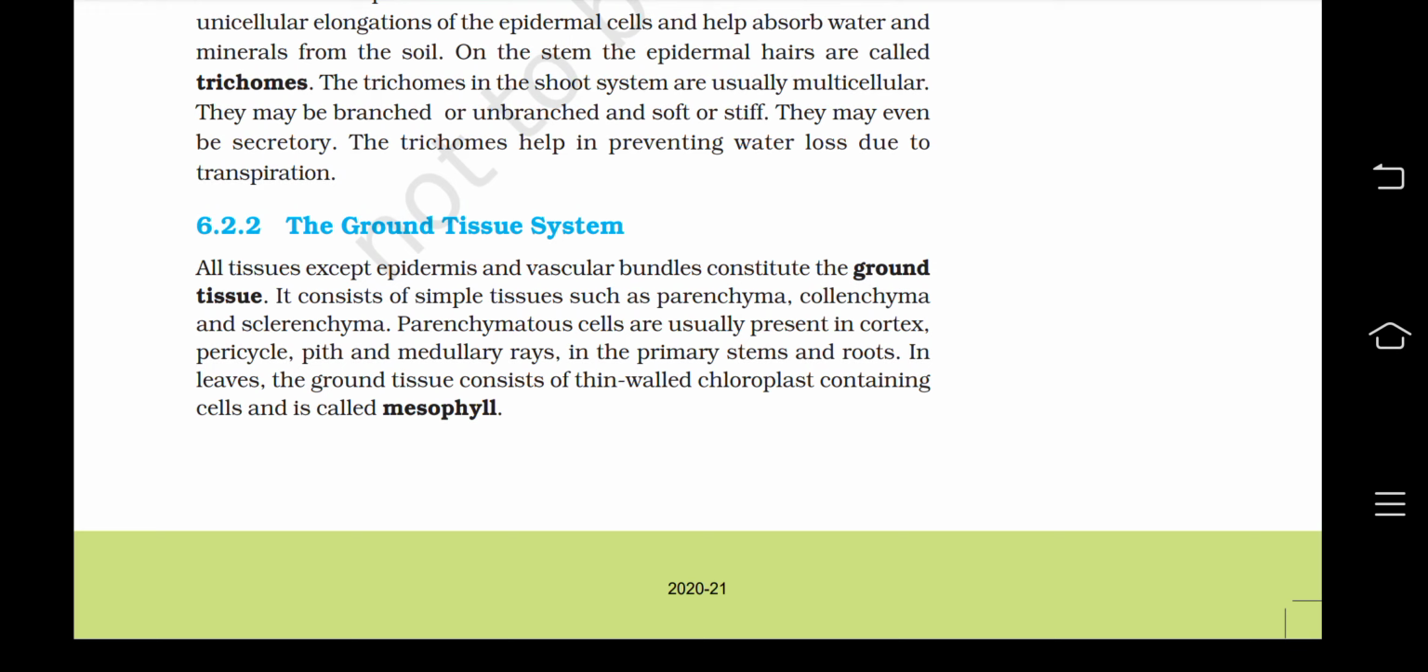Now let's talk about the ground tissue system or the fundamental tissue system. All tissues except epidermis and vascular bundles constitute the ground tissue. It consists of simple tissues such as parenchyma, collenchyma and sclerenchyma. Parenchymatous cells are usually present in cortex, pericycle, pith and medullary rays, in the primary stems and roots. In leaves, the ground tissue consists of thin-walled chloroplast containing cells and is called mesophyll.